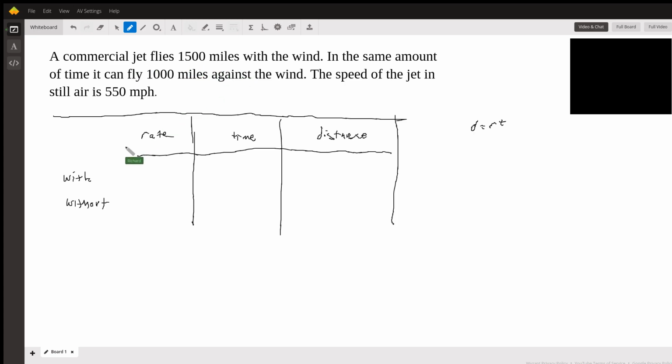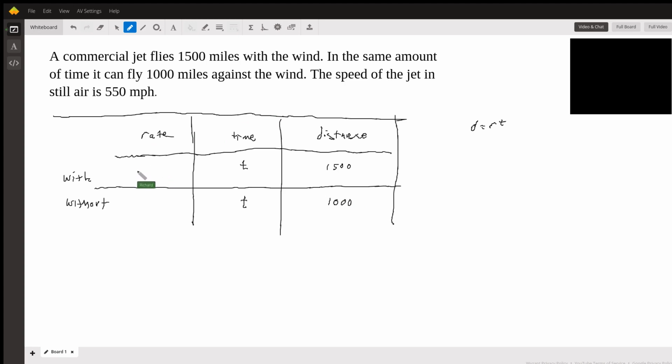So when it's flying with the wind, it flies 1,500 miles. So we'll put that 1,500 right there. And in the same amount of time, so the time here, we don't know what it is, but we know that without the wind, it's going to fly the same amount of time, and it can fly against the wind for 1,000 miles.